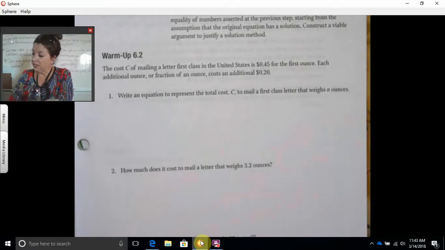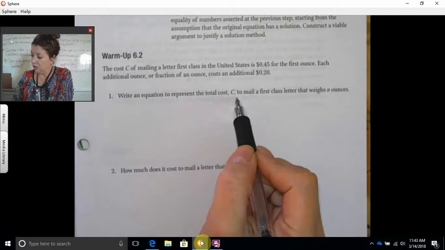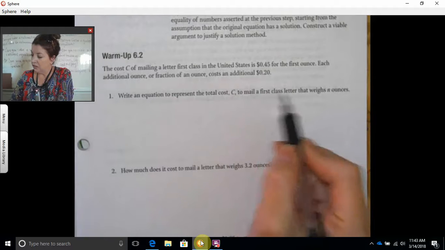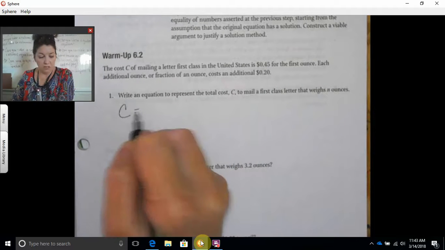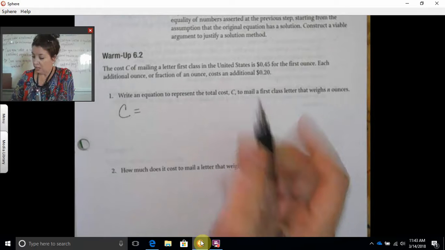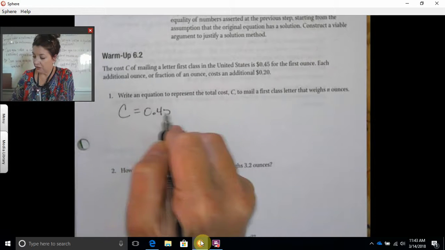So the first question says, write an equation to represent the total cost to mail a first class letter that weighs n ounces. So to find the total cost, we know it's 45 cents for the first ounce.